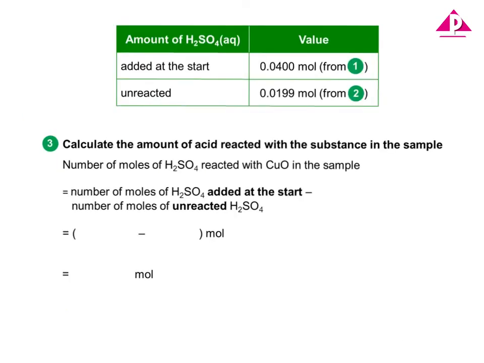Now we have enough data to calculate the amount of sulfuric acid reacted with copper-2 oxide. This can be done by subtracting the number of moles of unreacted sulfuric acid from the number of moles of sulfuric acid added at the start. That is 0.0400 minus 0.0199, and you get 0.0201 moles.